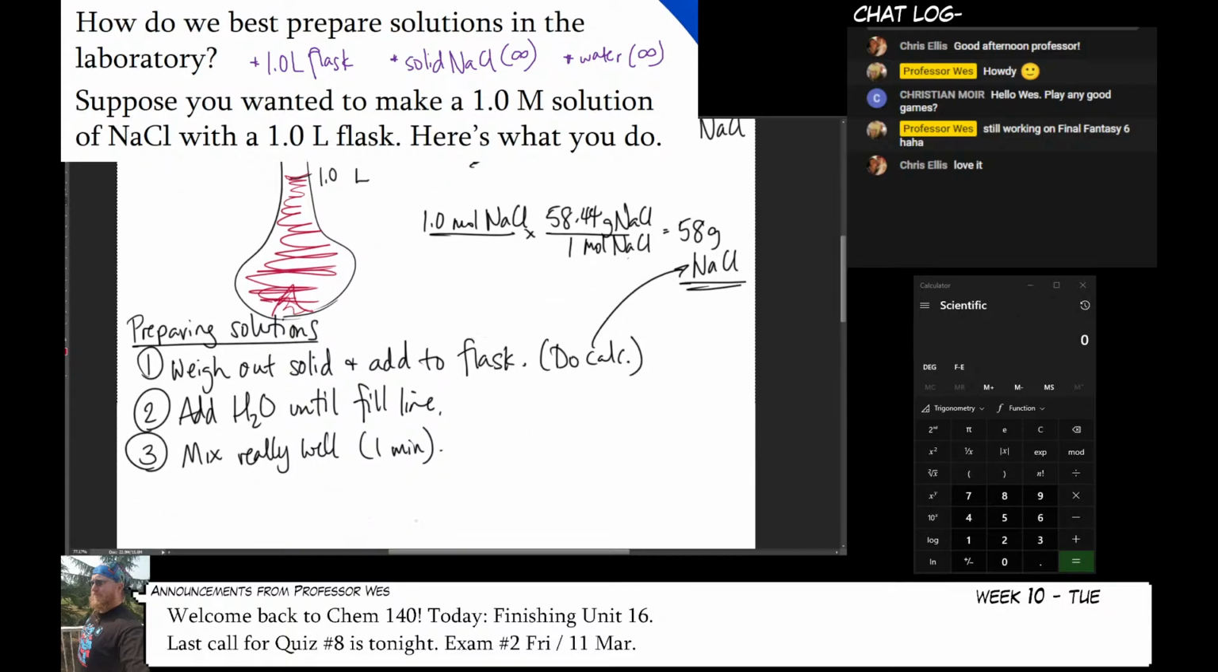And then finally, there is a 4th secret step. Enjoy. All right, so that's how we make any solution when you have a solid reagent. We're going to talk about how to do liquid reagents in just a little bit.